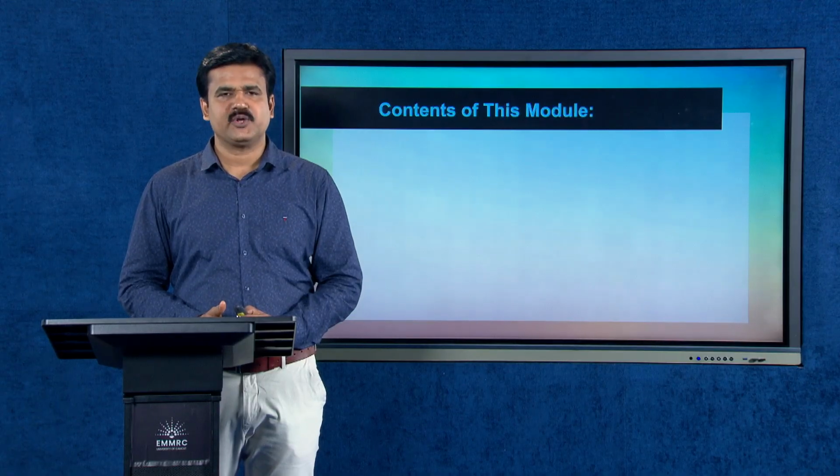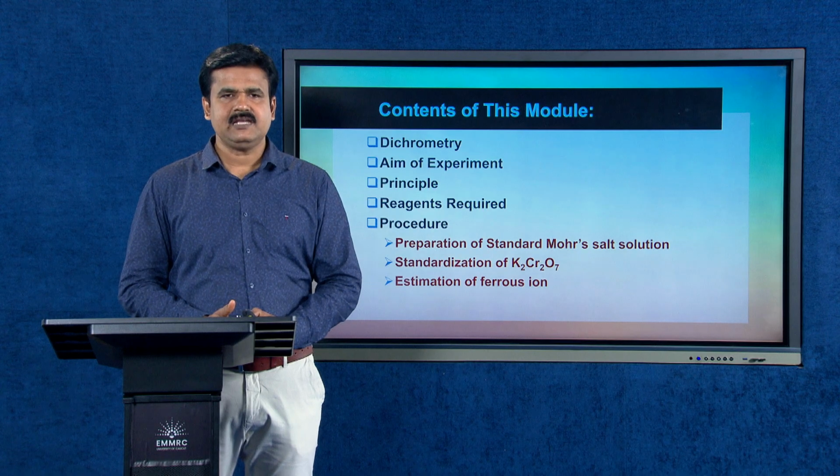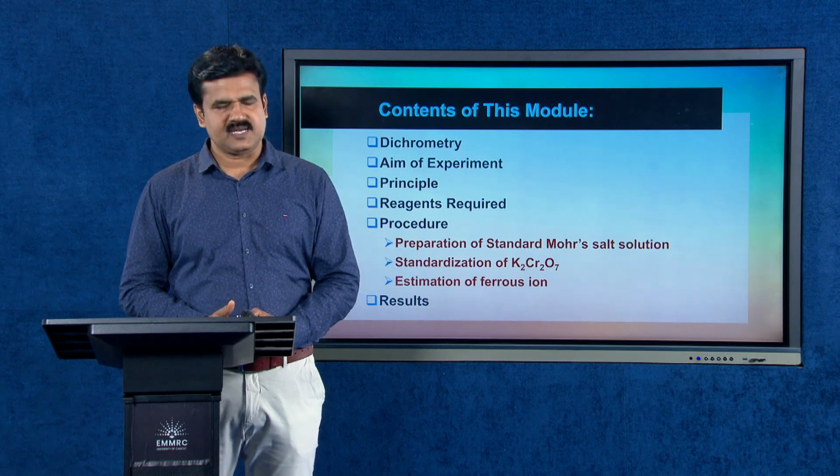The contents of this module are introduction about dichrometry, aim of the experiment, principle behind the experiment, reagents used for the present experiment, procedure, that is preparation of standard Mohr's salt solution, standardization of K2Cr2O7 and estimation of ferrous ion. Finally, results of this experiment.